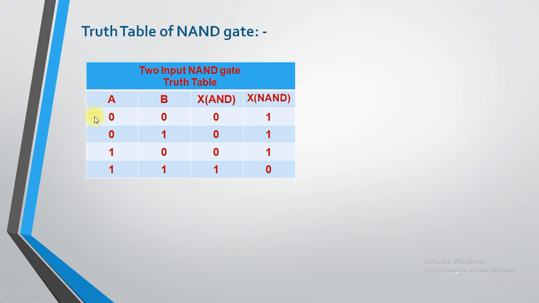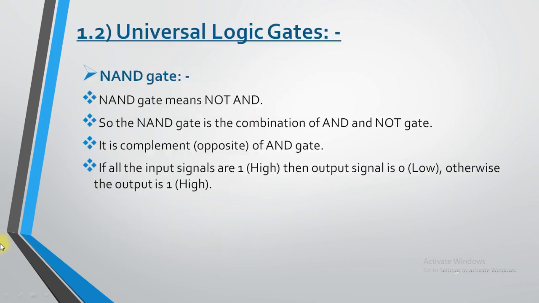Similarly, if the input variables' values are high, you will get low output in the NAND gate, and in the remaining cases it will be 1. So that is the last point over here.